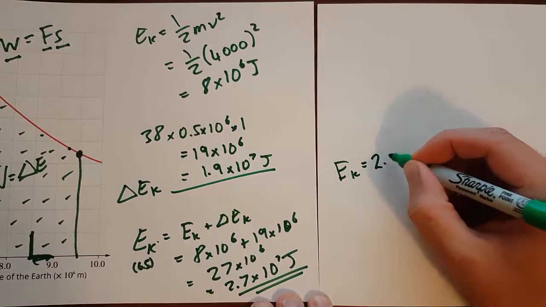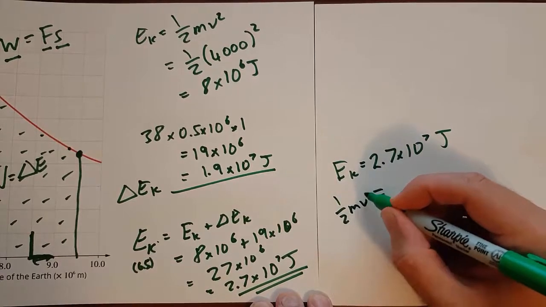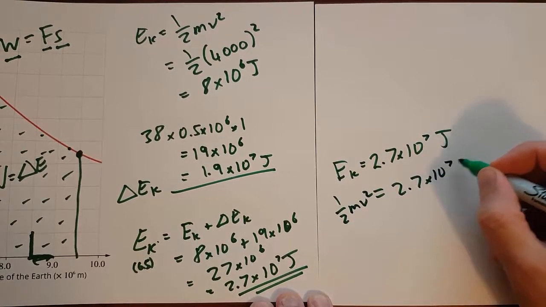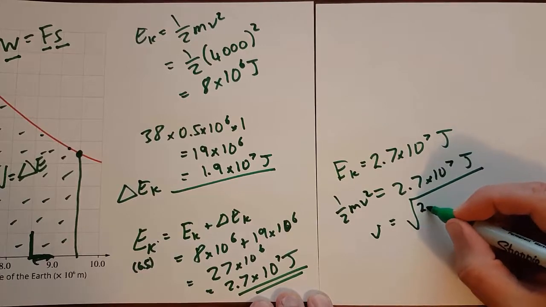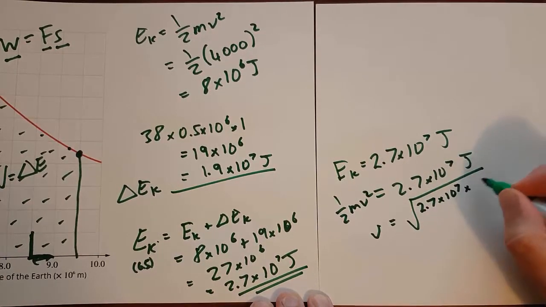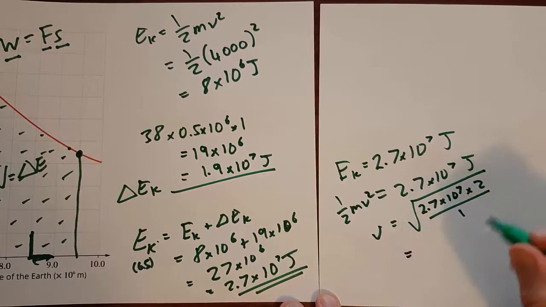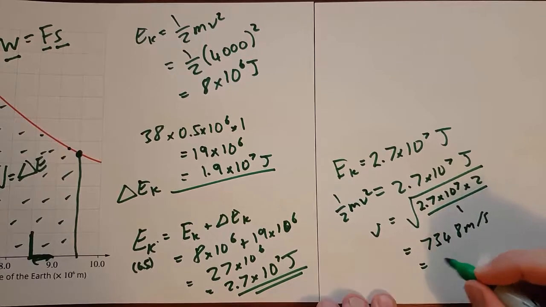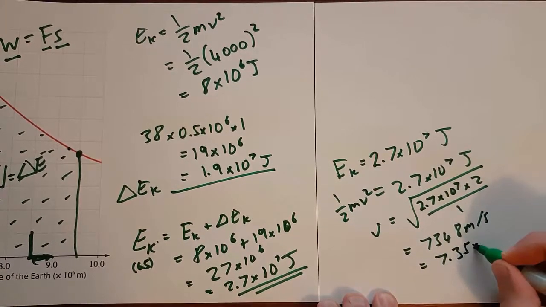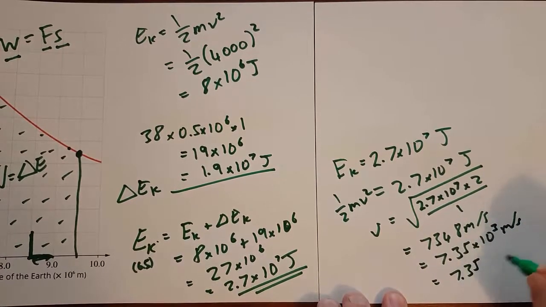EK is equal to 2.7 times 10 to the 7 joules. That's equal to half mv squared. So that means your v is going to be the square root of 2.7 times 10 to the 7 times 2 over 1. So in this case, what we should end up with is 7348 meters per second in your calculator, or you can go 7.35 times 10 to the 3 meters per second, or as they have in the book, 7.35 kilometers per second. And there's your answer there.